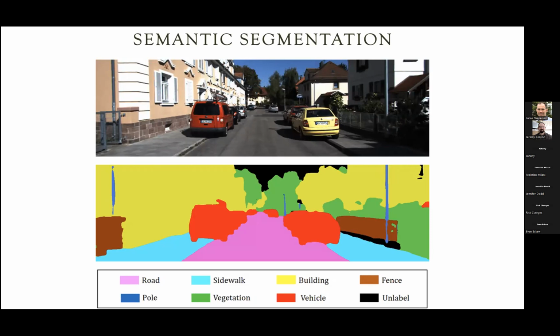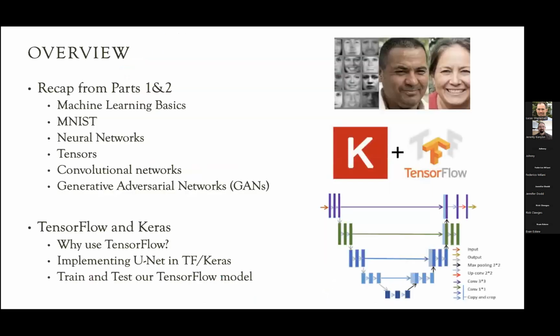This is a really important method for a lot of applications. Autonomous driving is one of them, robotics, biomedical imaging. There's a ton of other things. I've used semantic segmentation in my own research, and I've got a couple papers where I've used this particular approach that I'm going to show you today on biological segmentation.